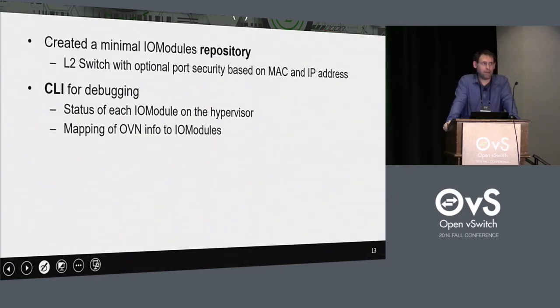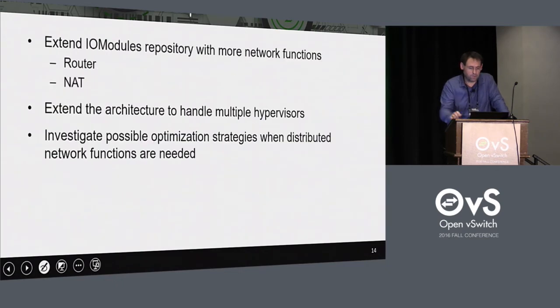We created then a minimal I/O modules repository, really minimal. We have one network function right now, which is this layer 2 switch with optional port security based on MAC and IP addresses. And then we created a CLI for debugging in order to know and show the status of each I/O module on the hypervisor and the mapping of OVN information to the I/O modules.